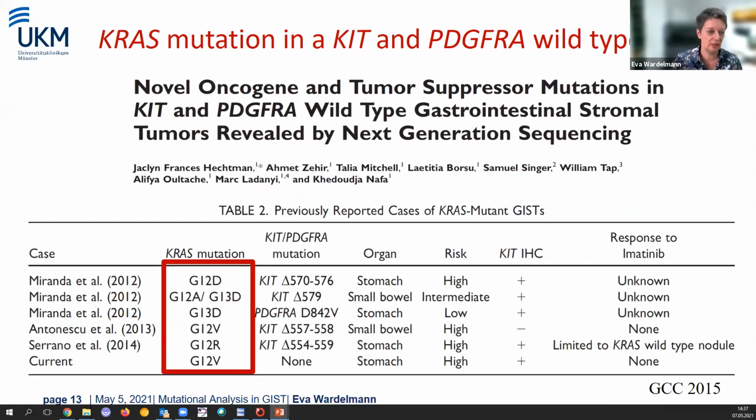Another area where we have to look is KRAS. Again, a very rare situation that we get KRAS mutations. This small series, for example, describes some cases. In real world data, it's far below 0.1% of all GIST, so it's really rare.